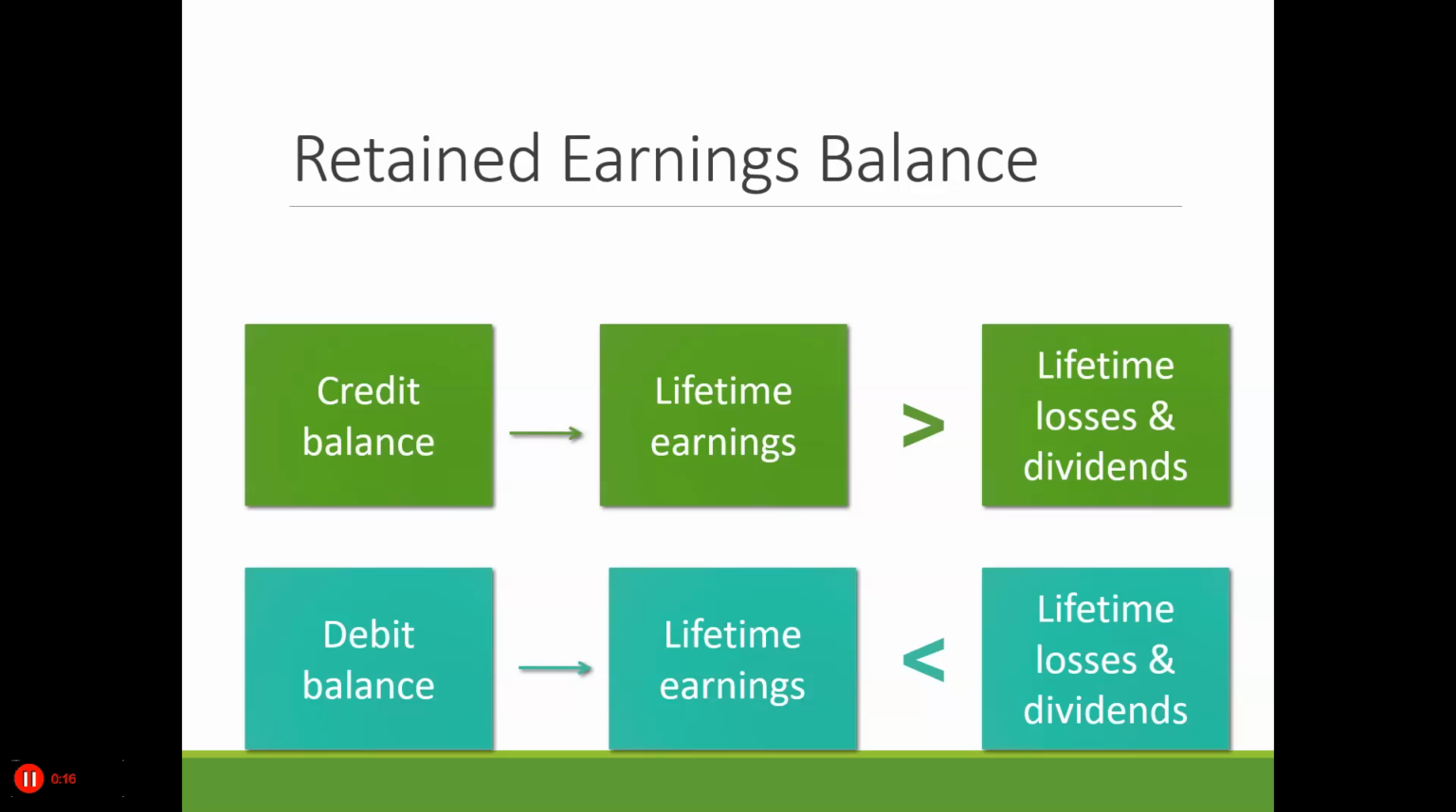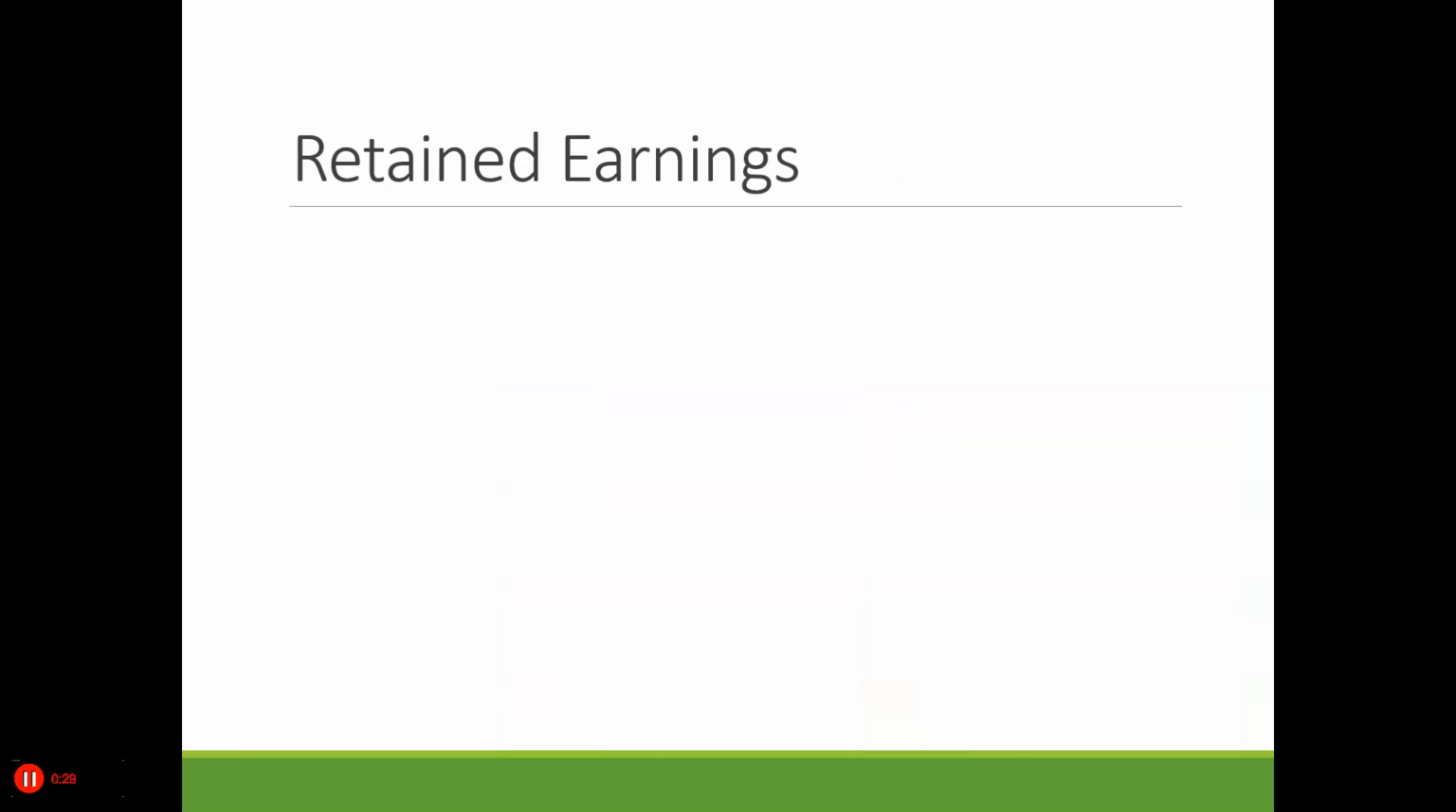If it has a credit balance, it means our earnings have exceeded any losses or dividends, and if it has a debit balance or deficit, it means our earnings have been less than what we've had losses in the past and any dividends we've paid out.